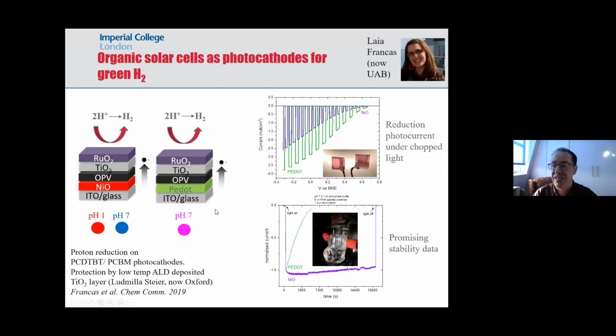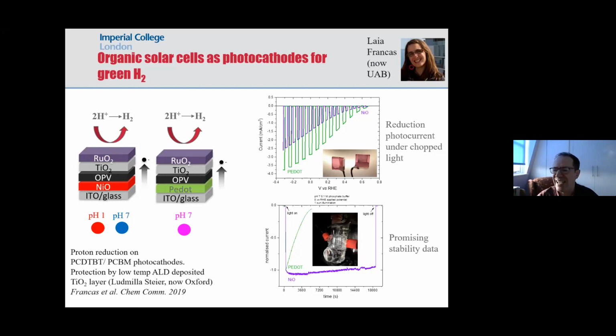This is a significant challenge. So this is some of the first work we did in this area, where we were simply embedding a widely used organic bulk heterojunction solar cell, but simply replacing the top contact, which would normally be silver, with some sort of a catalyst, in this case, for proton reduction.